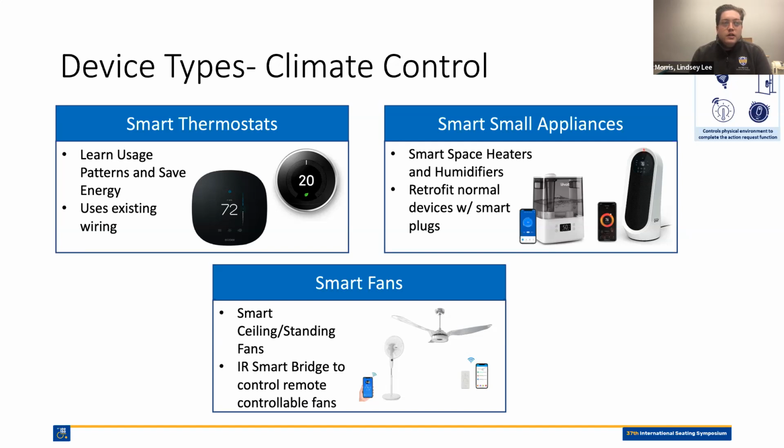Next, smart heaters and humidifiers, things like that are starting to come onto the market that you're able to control with your phone. But also if you have older appliances, you can make them smart using smart plugs or smart buttons. Smart ceiling fans are also a device type that's starting to grow. These fans can be purchased that directly integrate into these ecosystems, but also if you have somewhat new ones that use remotes, you're able to control them. You can pair them with an IR bridge and then control them with your phone once that's been set up.